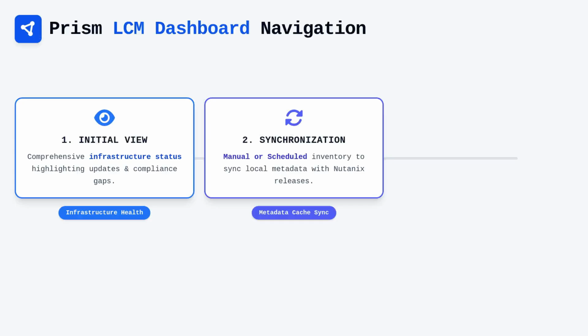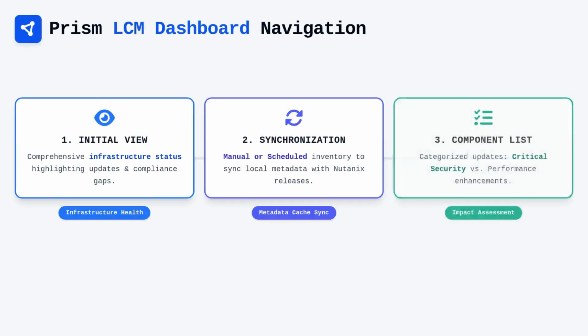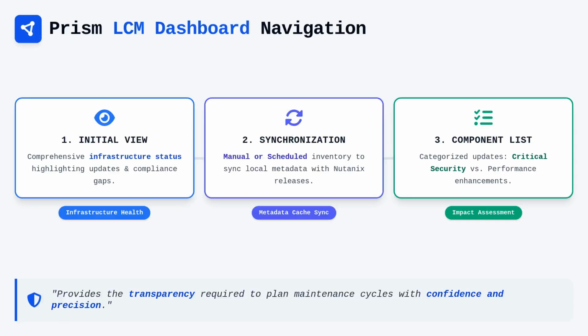You trigger the inventory process manually or via a schedule to ensure the local metadata cache is synchronized with the latest Nutanix releases. Once the inventory completes, the interface presents a clear list of components that require attention, categorized by their potential impact, such as critical security patches or minor performance enhancements. This dashboard allows you to assess the current health of your entire fleet at a glance, providing the transparency required to plan your maintenance cycles with confidence and precision.